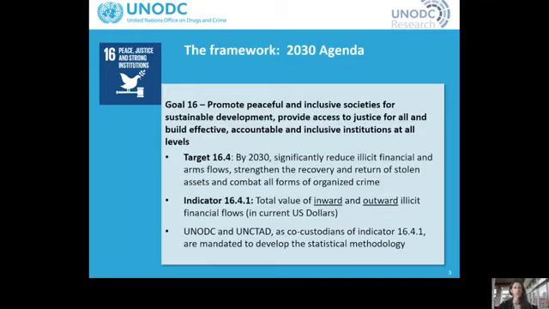UNODC and UNCTAD are co-custodians of this indicator and are mandated to develop a statistical methodology to measure it. So far it was classified as a tier 3 indicator, meaning that there is no internationally agreed methodology to measure such flows. So with this work, UNODC and UNCTAD have proposed a methodology and a framework to measure such flows, bringing the indicator from tier 3 to tier 2, meaning that a methodology exists, but data needs to be collected to be able to produce estimates on this indicator.